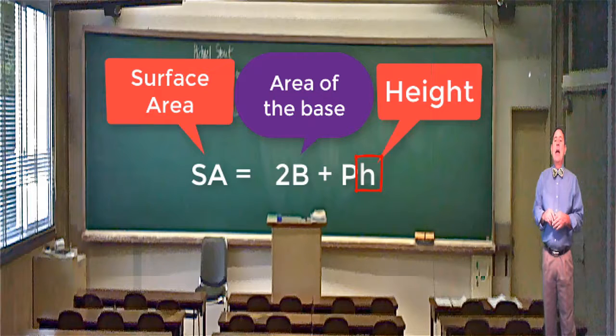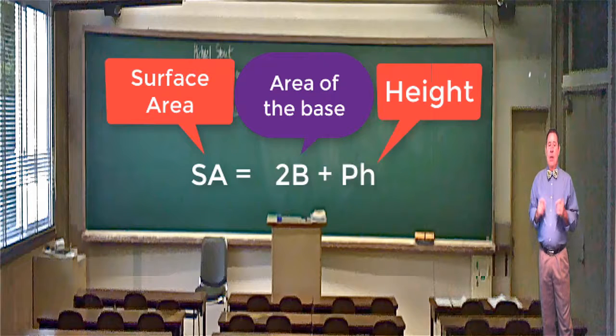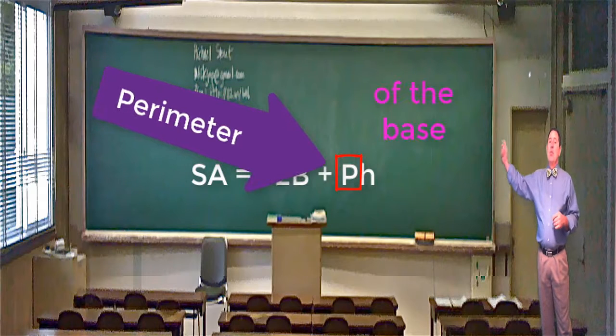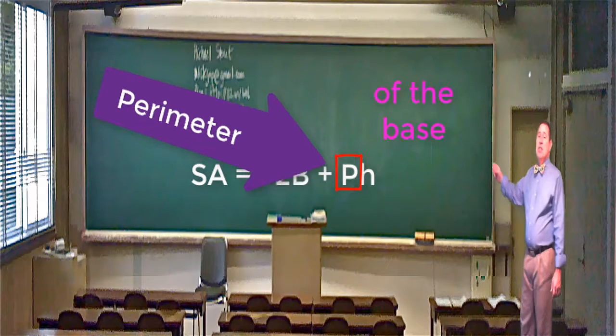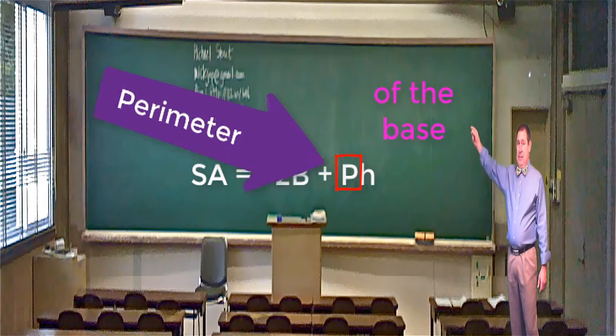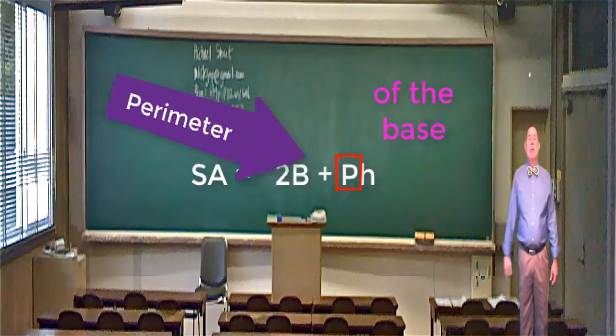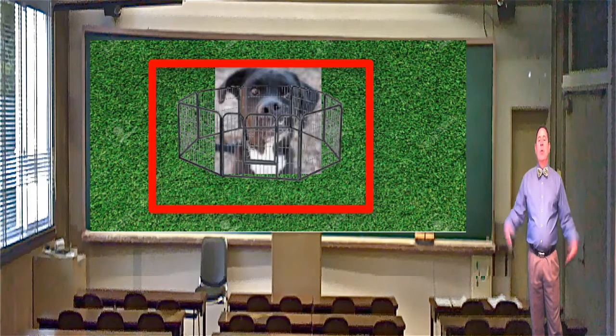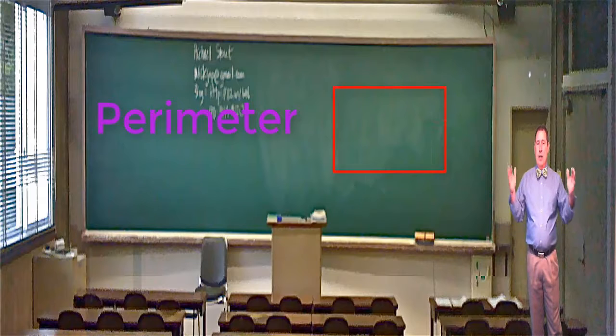Now, there's one piece we don't know that we have to take a look at, and that's the P. The P is perimeter, and it's the perimeter of the base. So we have to remember that. Say we have Fido here and we're going to give him a fence. We need to keep him in the yard because he keeps getting out. When we talk about perimeter, it's how far it is around the whole fence.